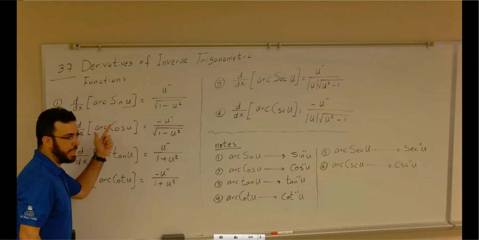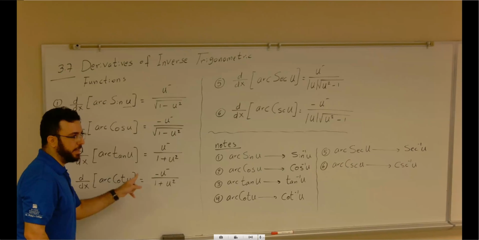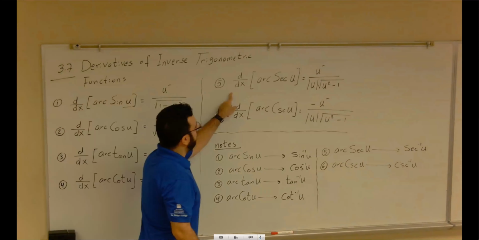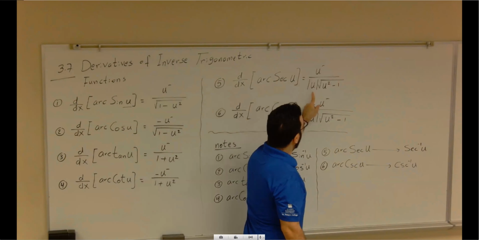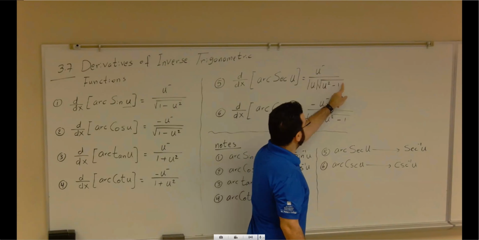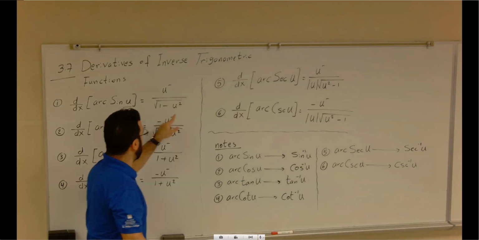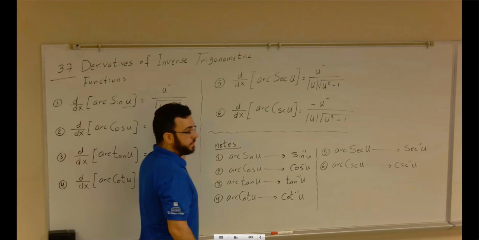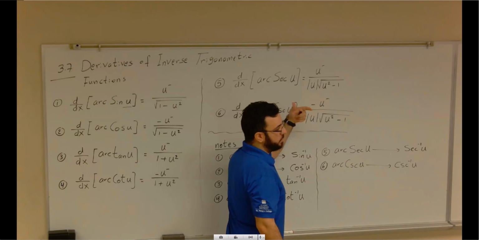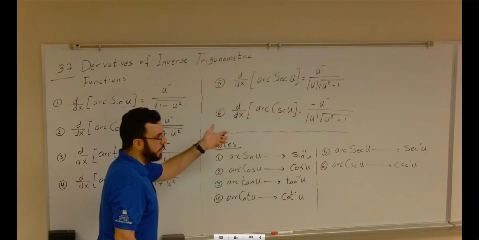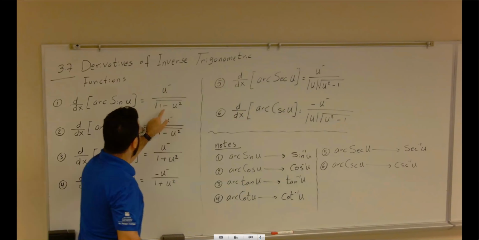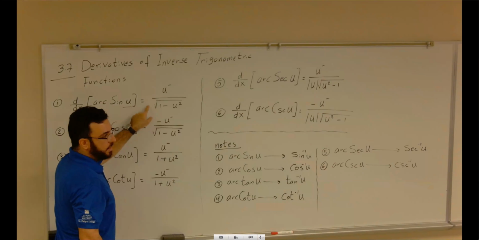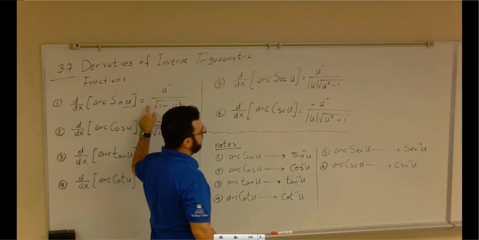You just have to plug in and simplify. That's our goal. The derivative of arc secant u is going to be u prime over the absolute value of u, square root of u squared minus 1. You see the difference between this one and this one? I'm telling you that because we can't use the notes, so we have to memorize these. That's the difference: there is the absolute value of u.